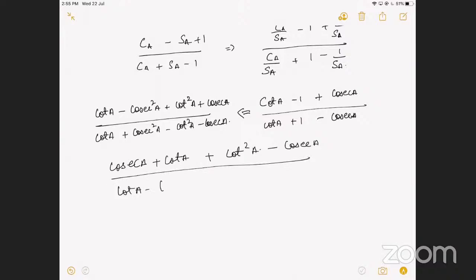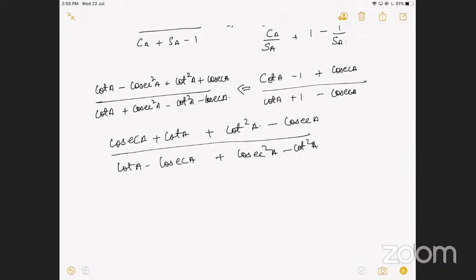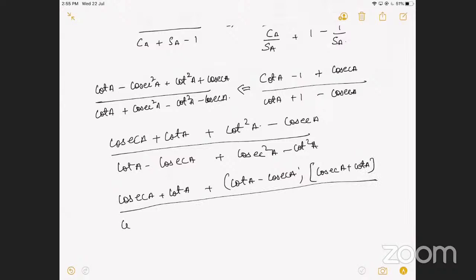Okay, RHS is equal to 1 minus cosec A plus cosec square A minus cot square A. So you have written like this. Yes sir, this could be a shorter method. So cosec A plus cot A, plus this is cot A minus cosec A, they are multiplied with cosec A plus cot A. Cot A minus cosec A plus cosec A minus cot A into cosec A plus cot A.